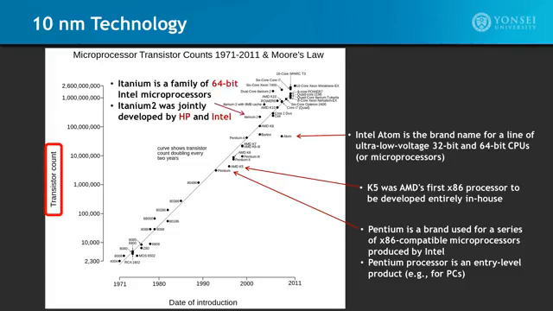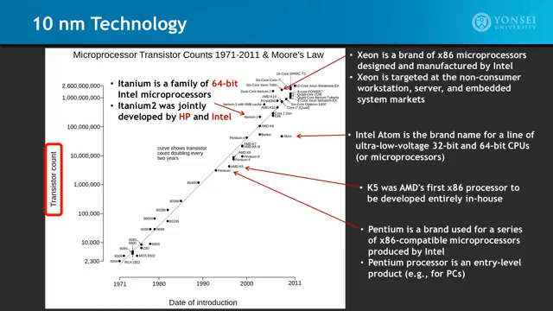Then, on the evolution scale, there is the Itanium. It's a family of 64-bit Intel microprocessors. The Itanium 2 was jointly developed by Hewlett-Packard and Intel. Going up there, you'll see a Xeon, which is a brand of x86 architecture microprocessors designed and manufactured by Intel. The Xeon is targeted at non-consumer workstation, server, and embedded system markets.